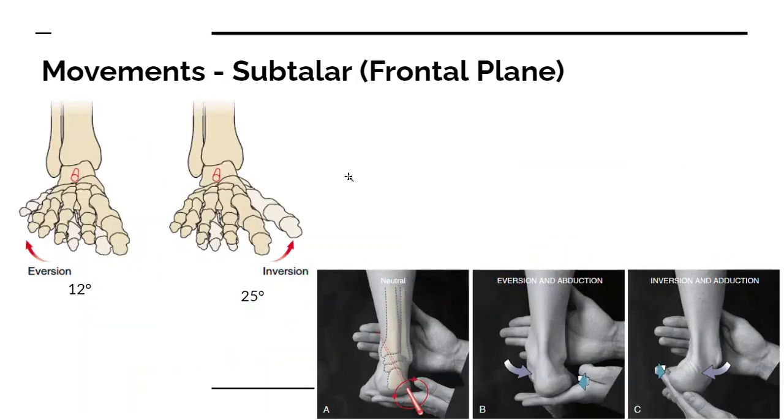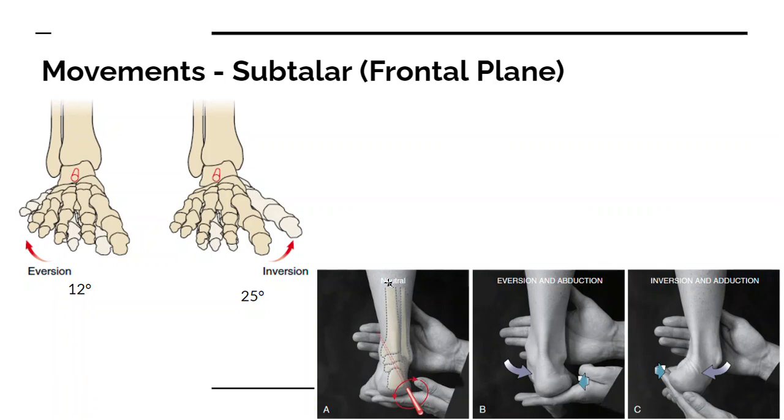All right, moving to the subtalar joint, which moves in the frontal plane and the horizontal plane. The movement of the talocrural joint was only in the sagittal plane. Dorsiflexion, plantar flexion are in the sagittal plane. Subtalar gives us those other two movements in the two other planes.